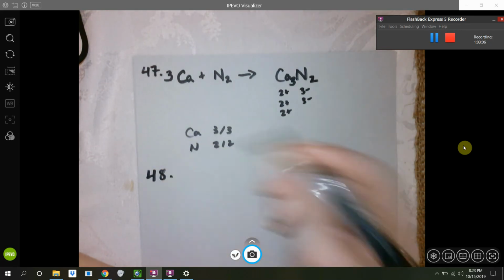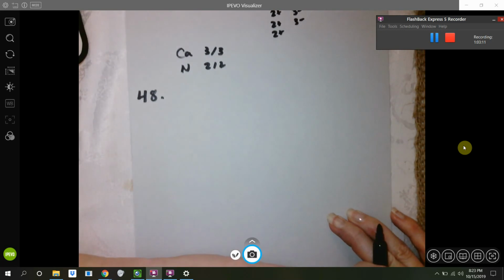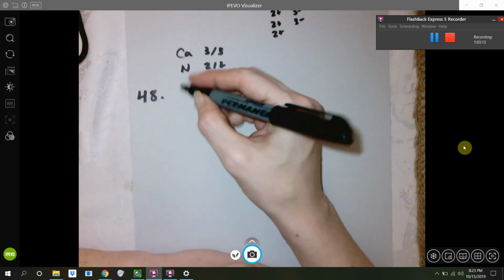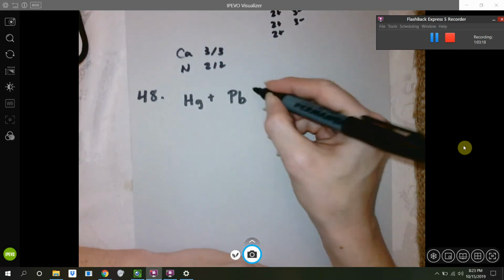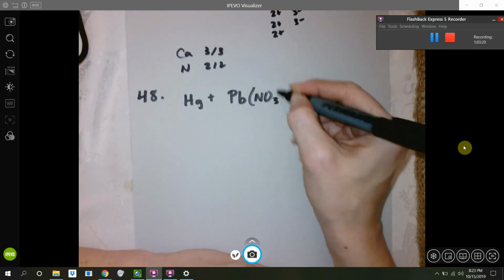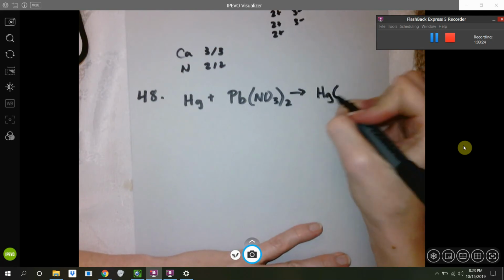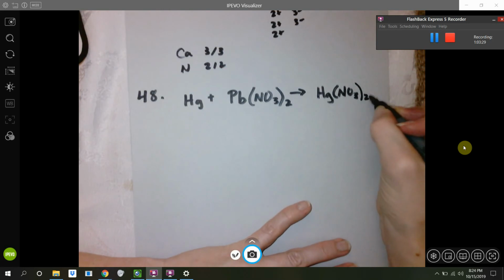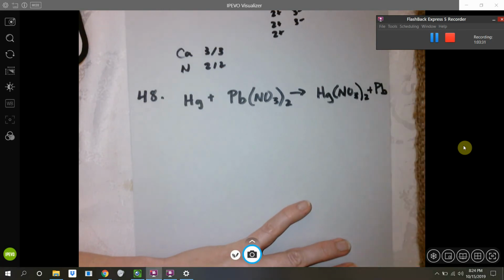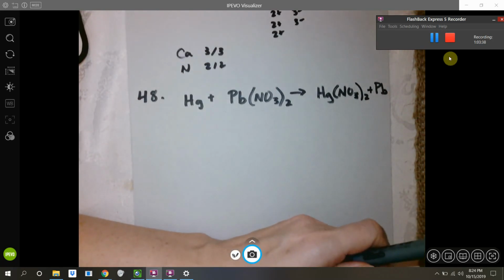48. Would mercury displace lead in this reaction? So we have Hg plus PbNO3 gives us HgNO3 plus Pb. So we have to compare them again, and for that we'll need our activity series of metals.